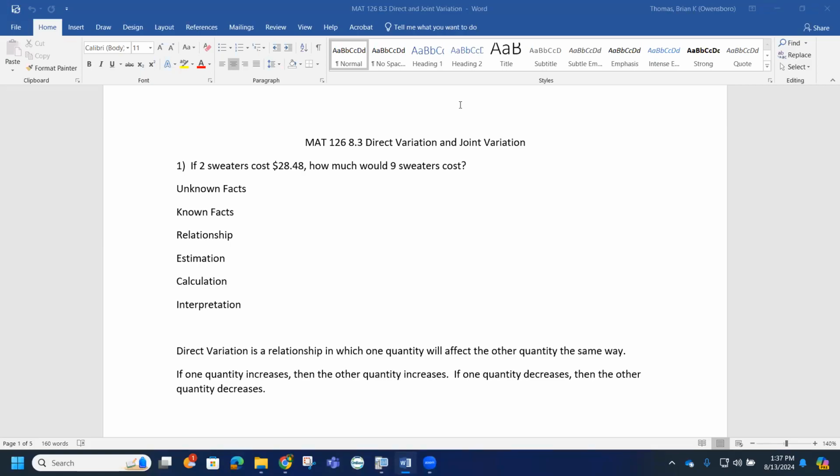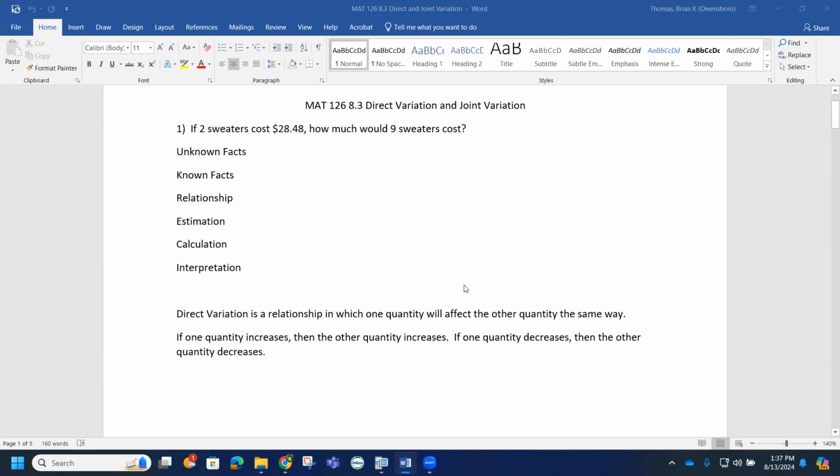So as we move a little bit further into chapter 8, this involves direct variation, and then at the end we'll do a little bit of joint variation. So question 1: if 2 sweaters cost $24.48, how much would 9 sweaters cost?